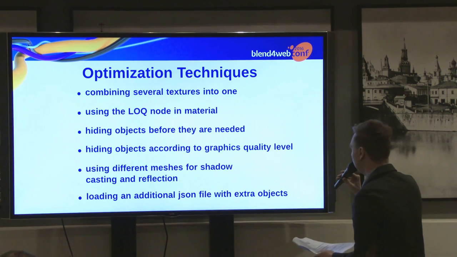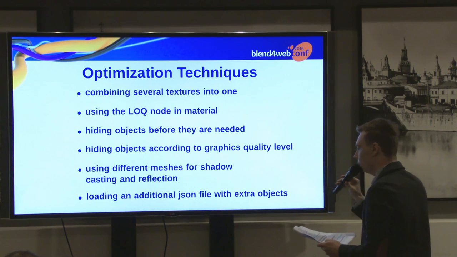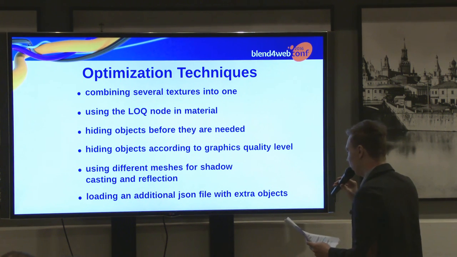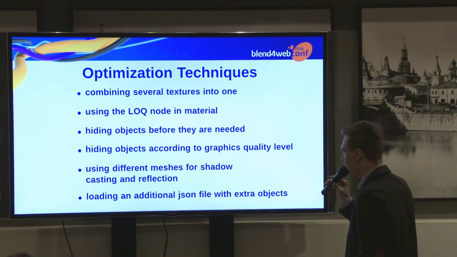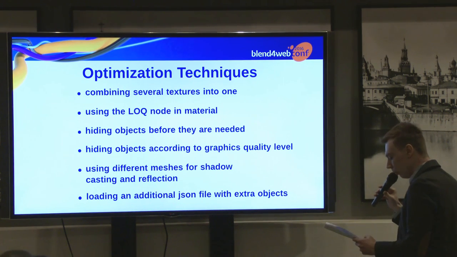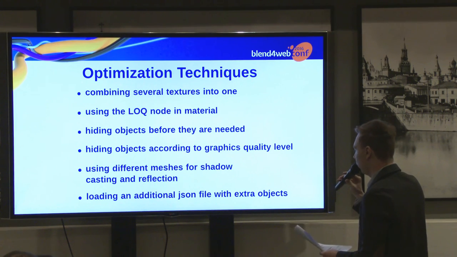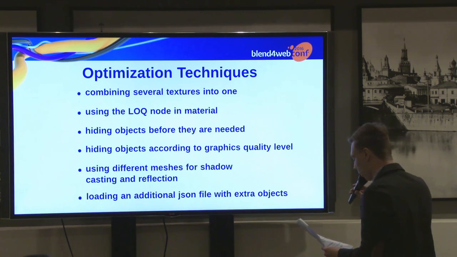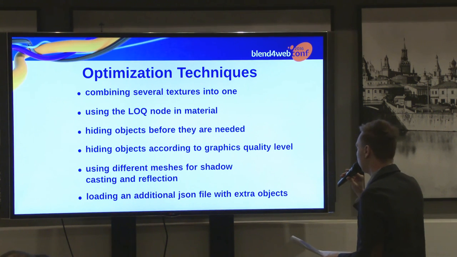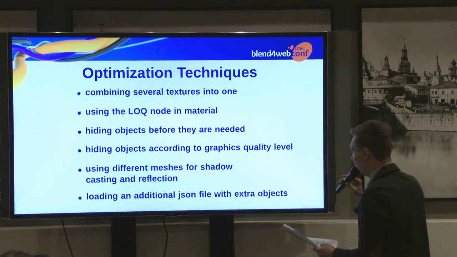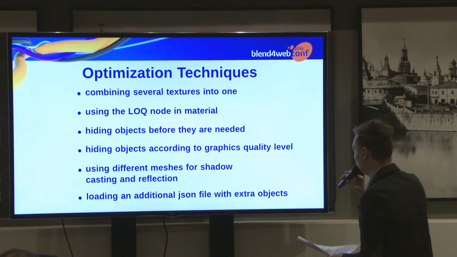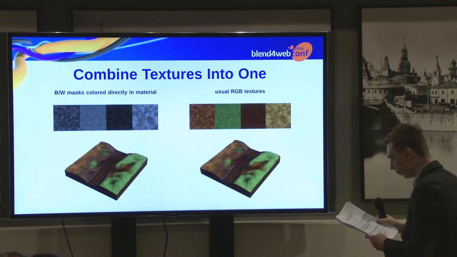Next is using a special page param node. It's our own logic node that can be used to determine which graphic level was chosen by the user, and then make some optimization according to this information. Next is using different meshes for shadow casting and reflection. We also use additional objects for shadow casting and reflection with a more simplified material and geometry instead of the objects that are really rendered. We will discuss it later. And the final method is loading an additional JSON file with extra objects, and we'll discuss it later too.